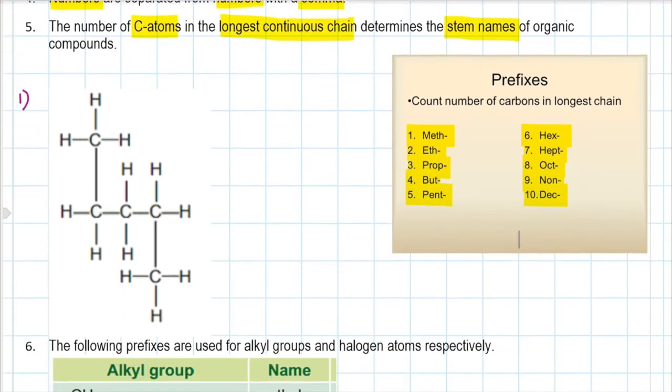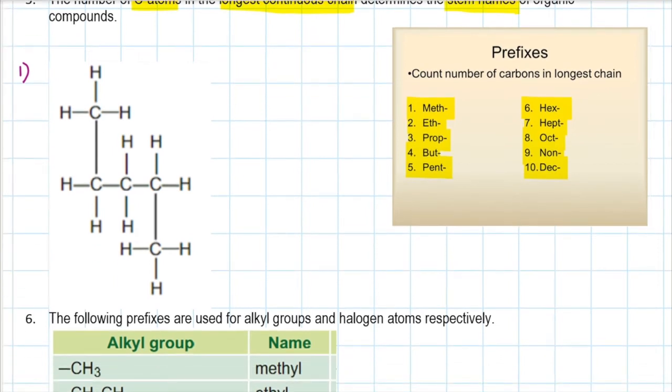So let's look at example number 1. We start off by identifying the functional group of this compound, and we find out that this is in fact an alkane. So its name ends with ane. Now we need to determine the longest continuous chain. It looks like the longest continuous chain is this one.